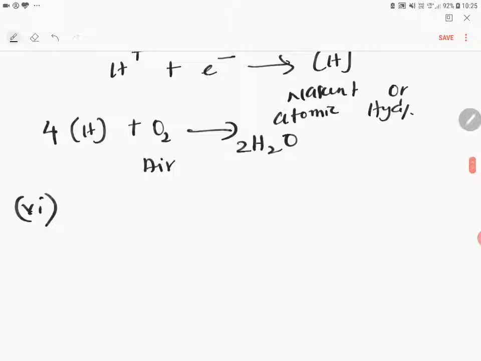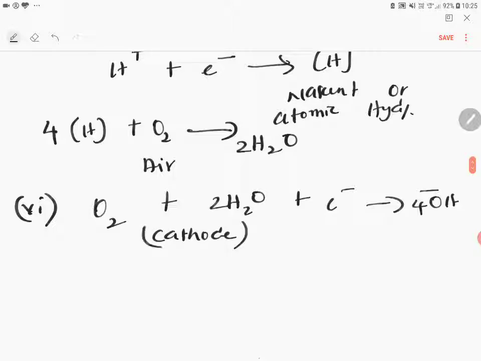Even the dissolved oxygen reacts with water molecule to form hydroxide ion. So wherever this reaction, reaction number 6, takes place, these sites are known as cathode.